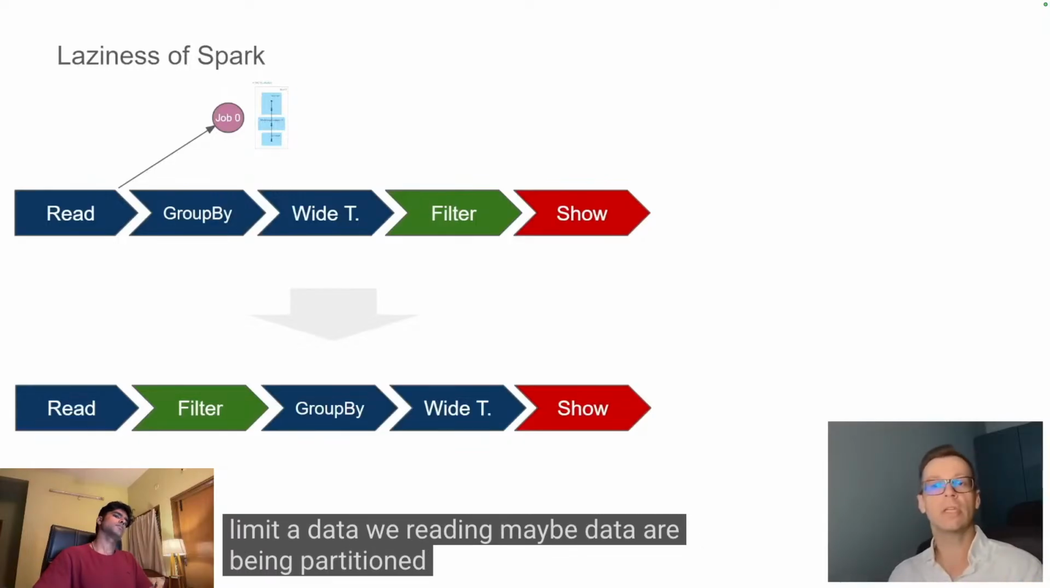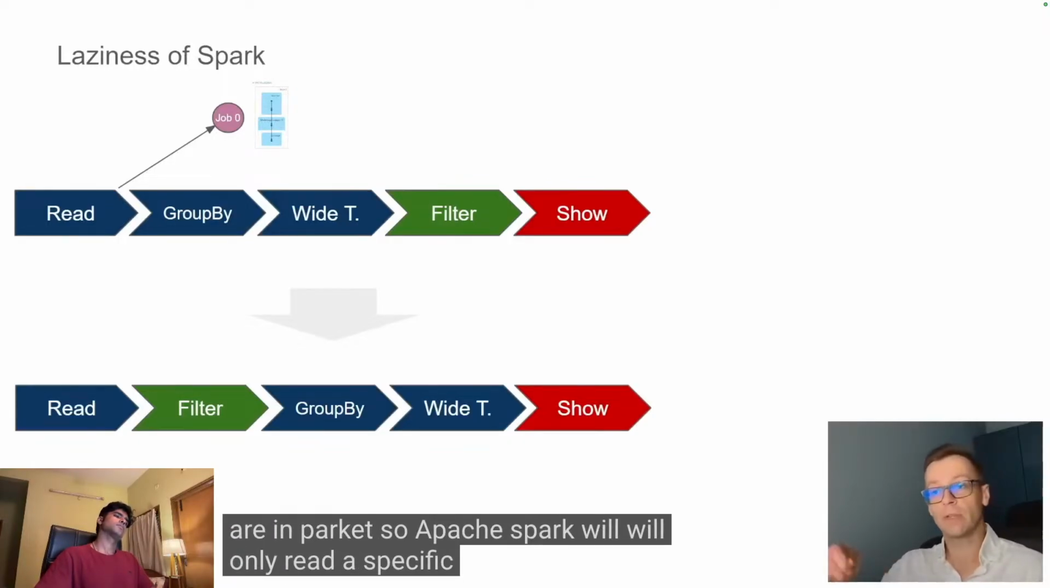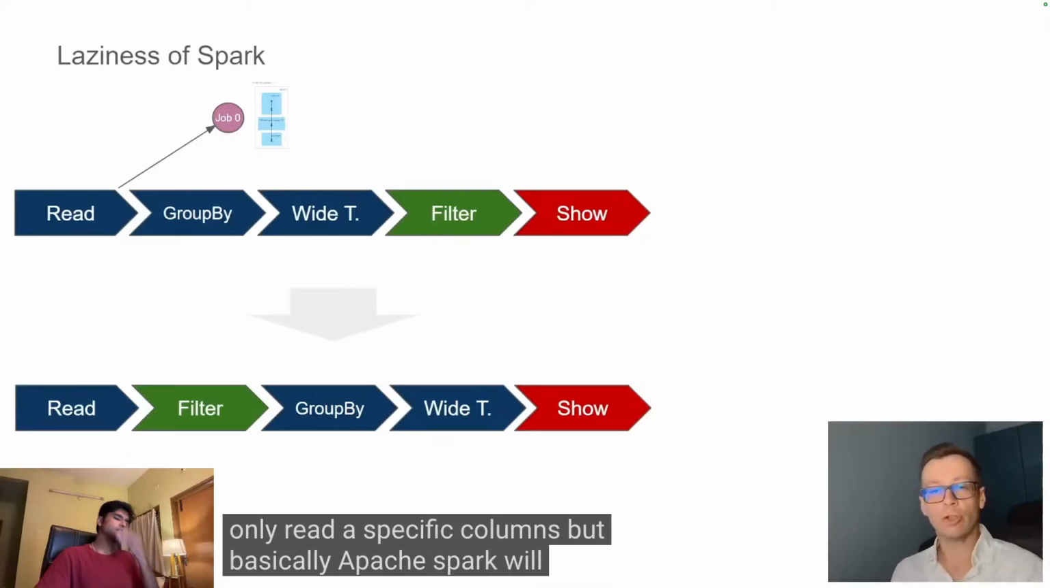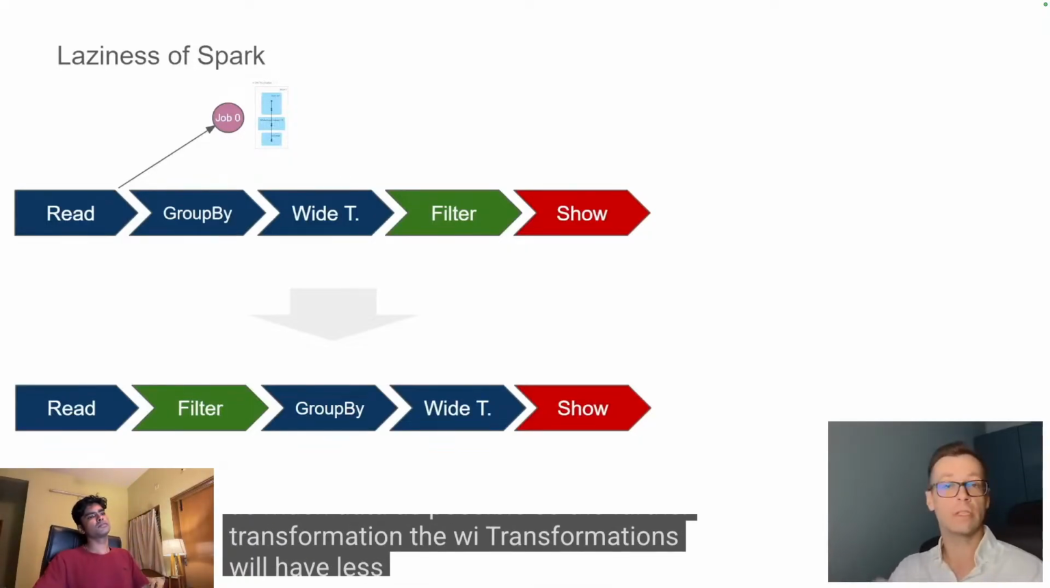Maybe data are being partitioned, maybe instead of filter we are using a select and data are in Parquet, so Apache Spark will only read specific columns, but basically Apache Spark will try to limit as much data as possible. So the further transformations, the wide transformations, will have less work to be done.